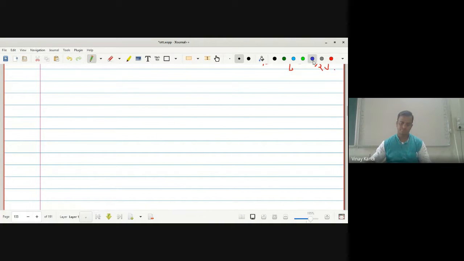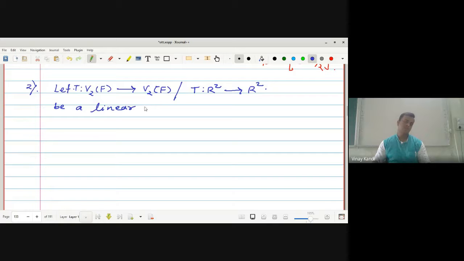second one. Let V2 over F, that is R2. Okay, T be the mapping from V2 over F to V2 over F. Okay, that is, or we can write this T from R2 to R2, be a linear map, defined by T of AB is equal to first coordinate as it is, second coordinate transforms to 0.